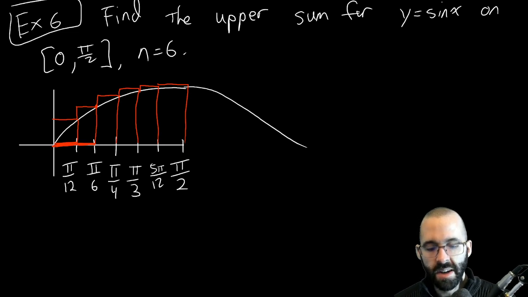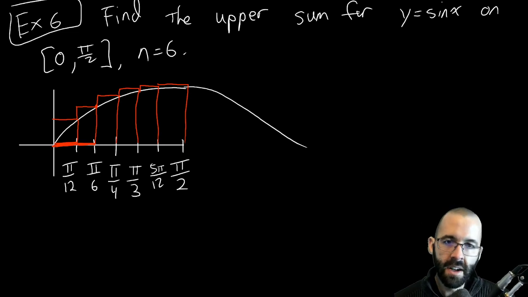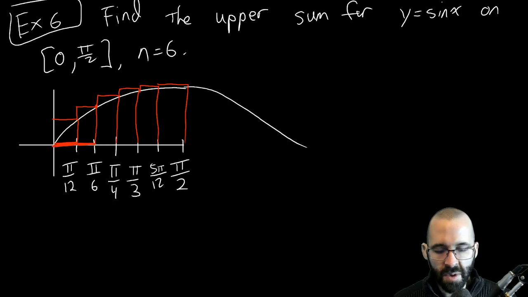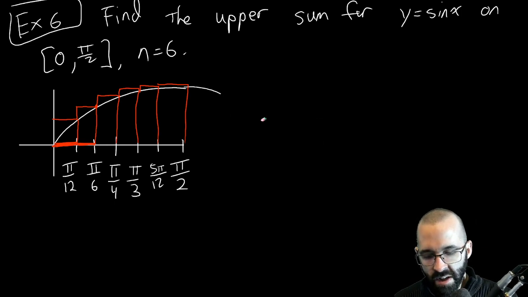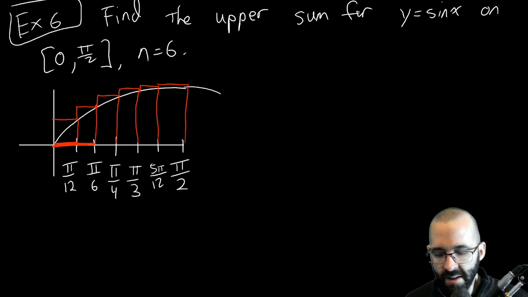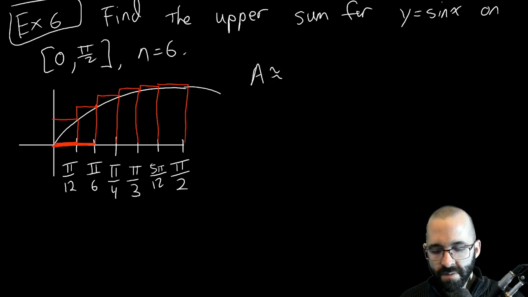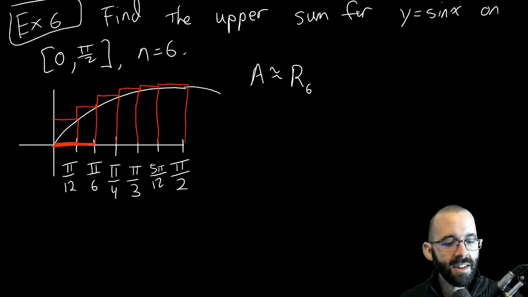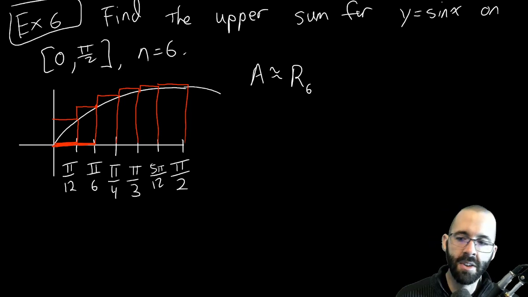And now we just set this up the same way as before. You're going to have to remember your trig. This one you'll probably want a decimal approximation for. You can always ask me whether I need an exact answer or a decimal approximation. But our approximation, in this case, by the way, is the same as R6. Upper and lower is not always the same as right and left. But here the function is only increasing, so an upper sum is the same as right rectangles.